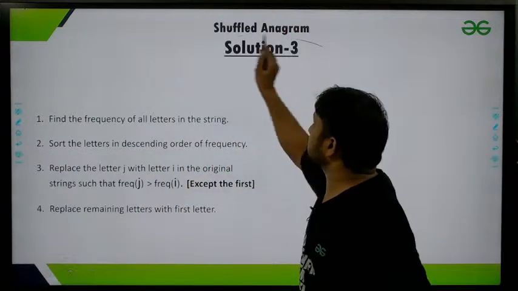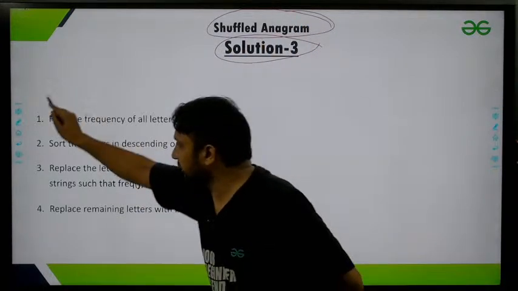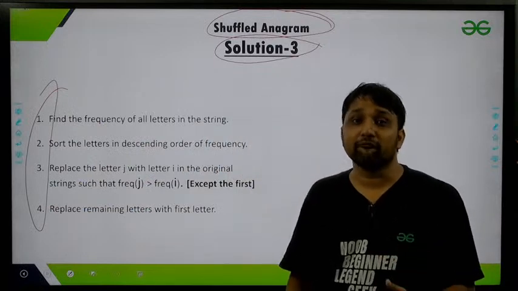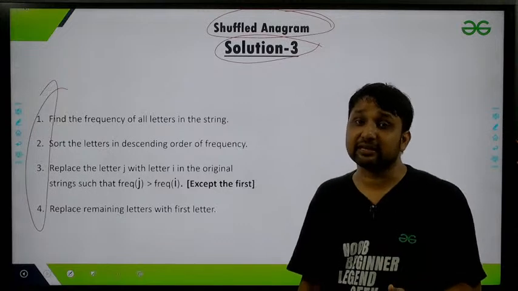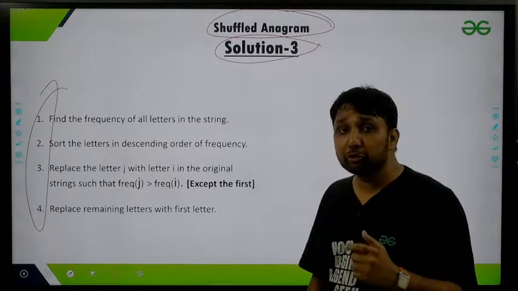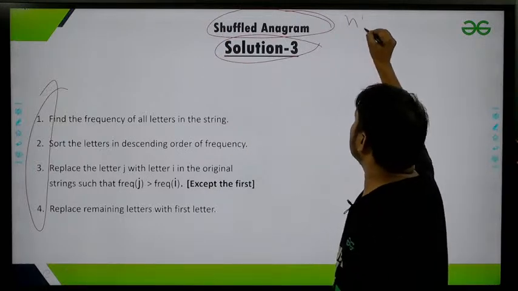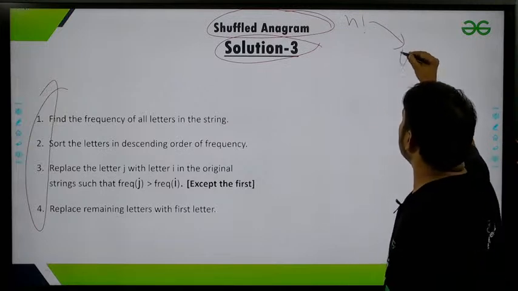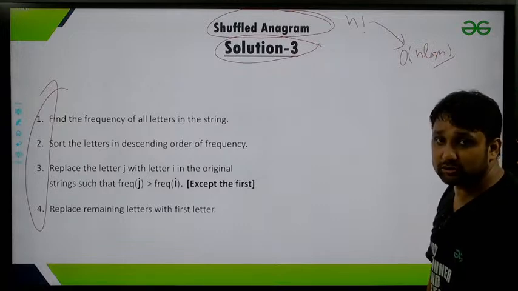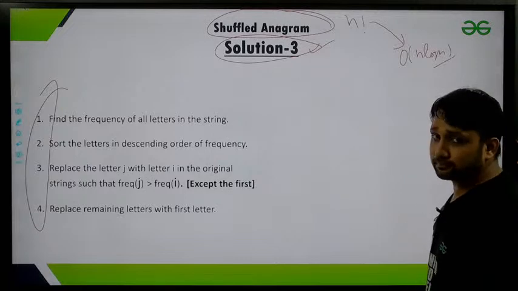Let's move to the third solution. Same problem, third solution. This is a different algorithm from that. See, solving the same problem with different approaches, learning this thing is very important. We want to reduce the complexity. Earlier in the first solution, the complexity was n factorial. We reduced it to order of n log n. Let's see whether we can still reduce it or not. I have another solution, a third solution for the same problem.